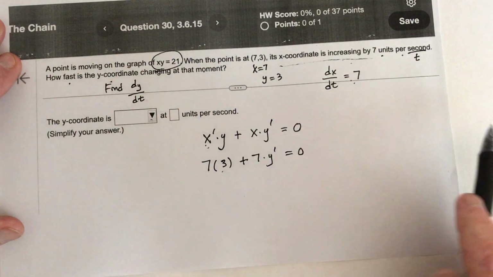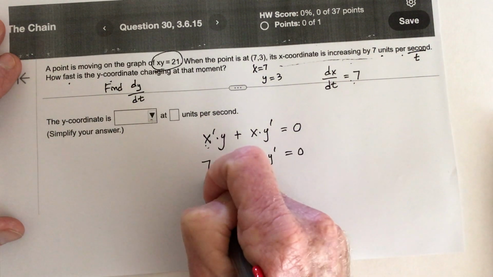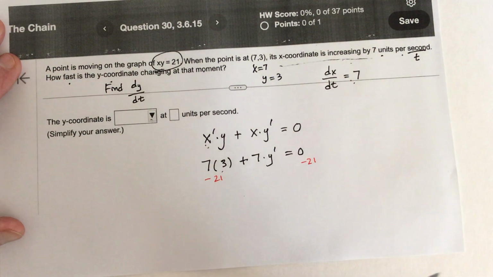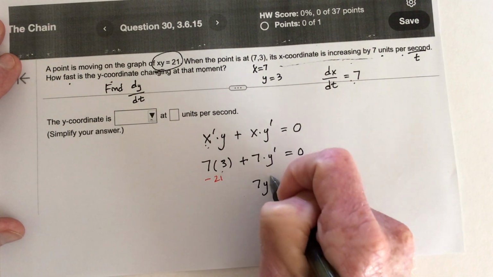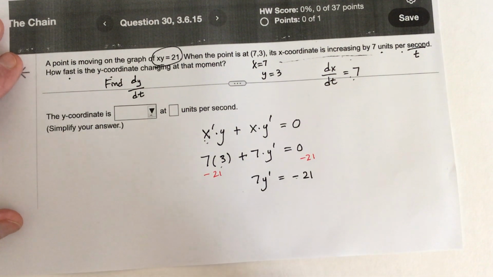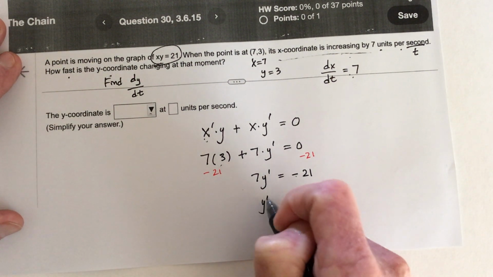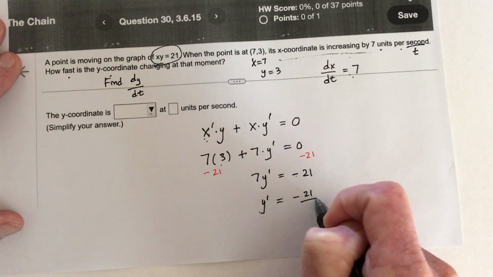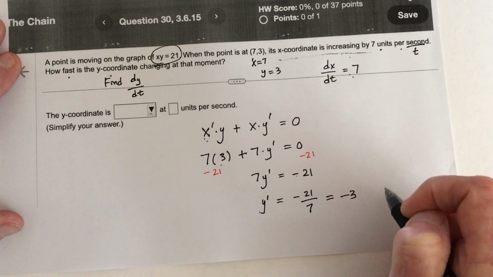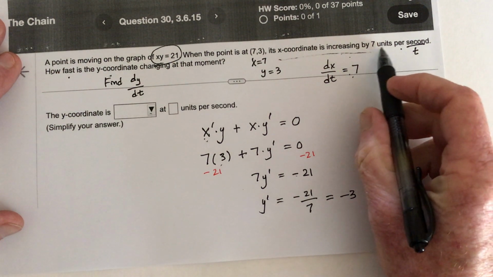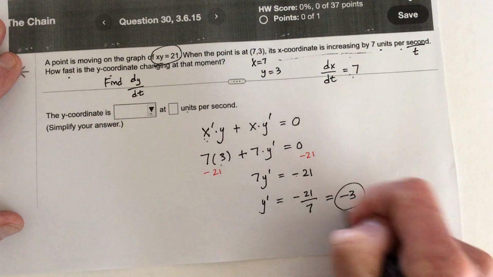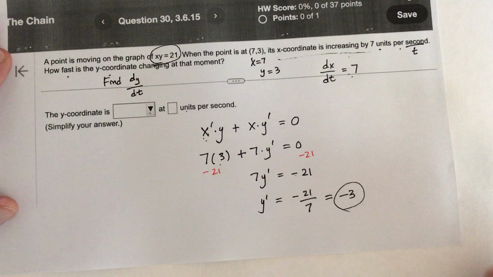So this is 21, so I can subtract 21 from both sides. And then it's going to leave 7 times y prime equals negative 21. And when you divide by 7, it's negative 21 divided by 7, and that would be negative 3. Whatever the units are, like feet or inches, they're just calling it units. So it's negative 3 units per second.